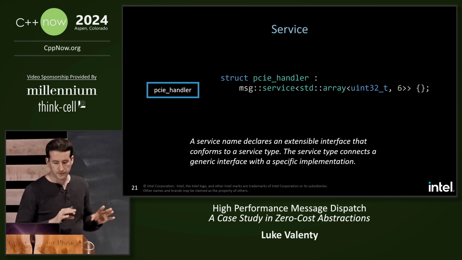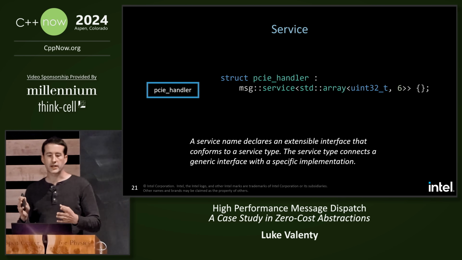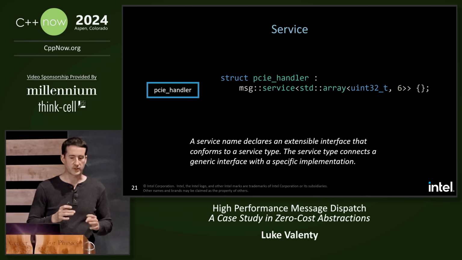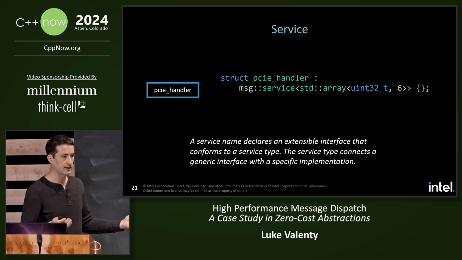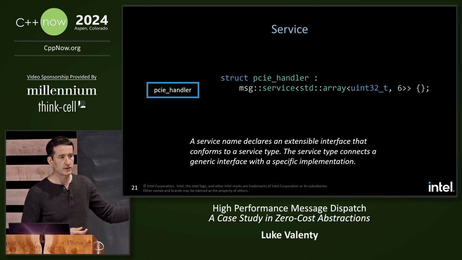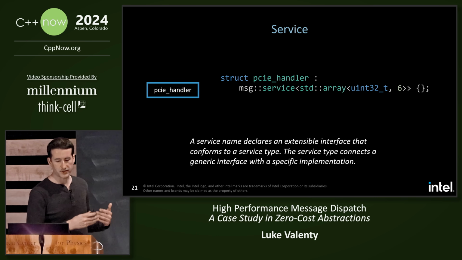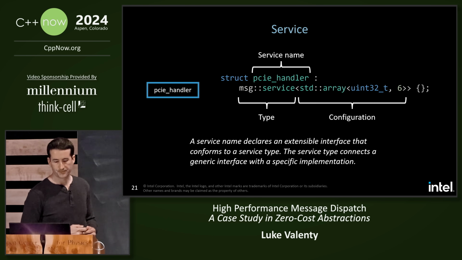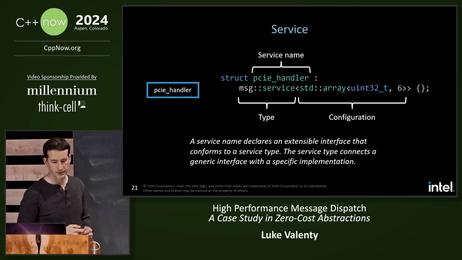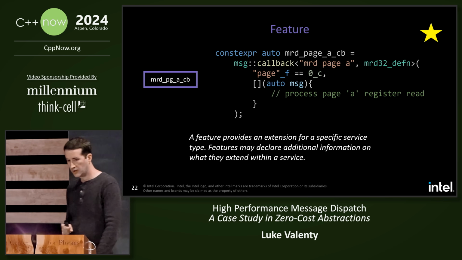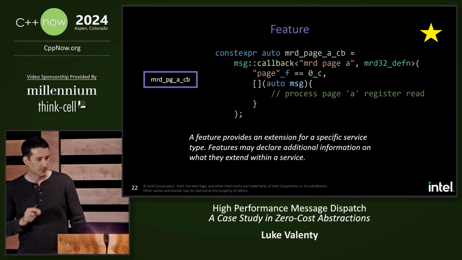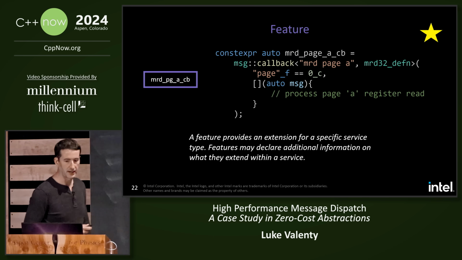The service itself, well, this is like a service name. So it declares an extensible interface that conforms to a type of service. So this is a message service, right? Somehow messages get sent to it, and it will dispatch it to the appropriate callbacks that have asked for them. So the service name connects a generic interface with a specific implementation. So under that message service there, we have our name, the type, and its configuration. So we're skipping ahead a little bit with this one. That's what the little star is for, because we're going to see this a couple times.